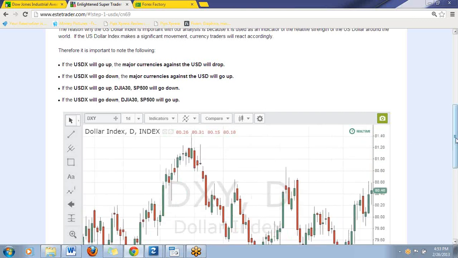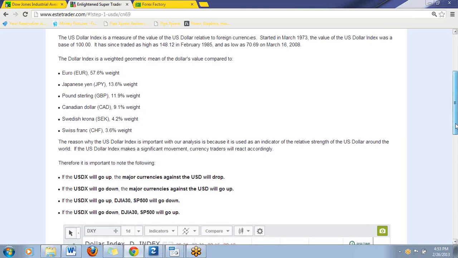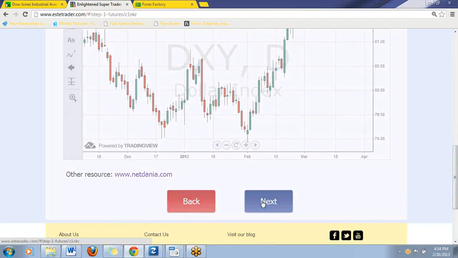And if you notice here, the euro has a 57.6% weight, because it's a futures indicator based on the US dollar itself. So yeah, it's an awesome indicator, and this is pretty much a part of our tool belt. The more information we have, the better for our analysis. Then we can execute the trade with more confidence and less fear. Right, so we need to analyze that next.